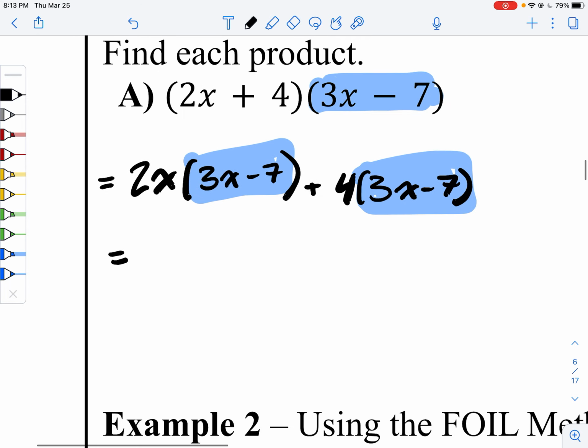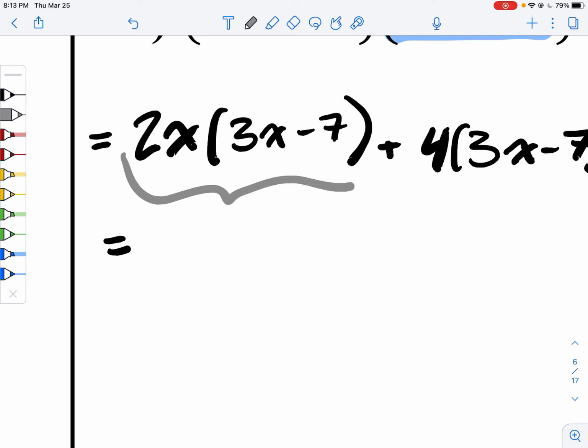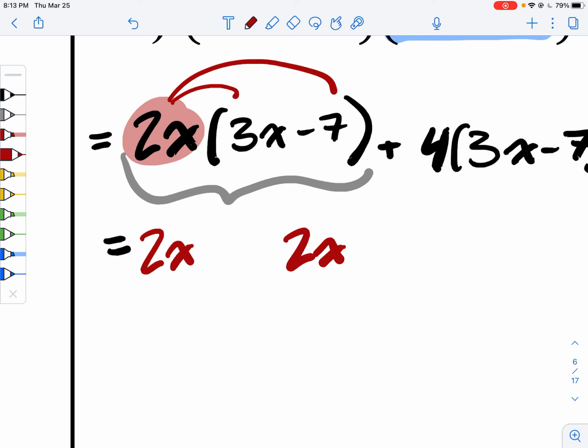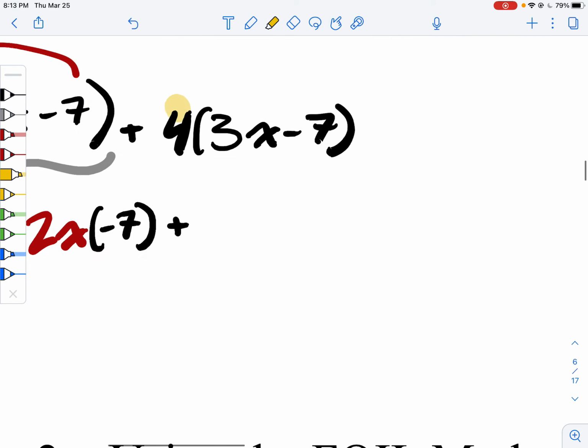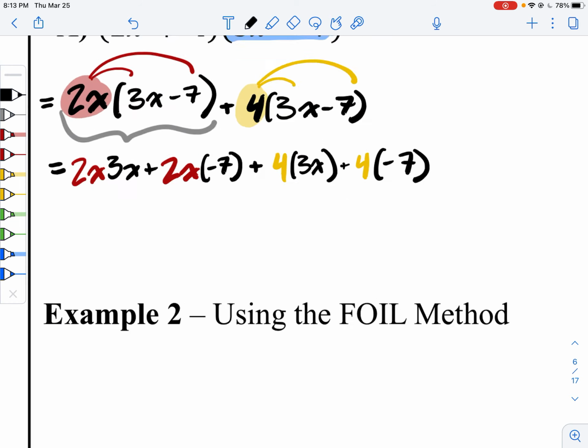Well, we can simplify this again by distributing again. We need to simplify this expression by distributing a 2x to both 3x and minus 7. So that'll give us a 2x times 3x plus a 2x times negative 7. Same process over here. We're going to distribute a 4 to 3x and minus 7. So that'll give us a 4 times 3x plus a 4 times negative 7.